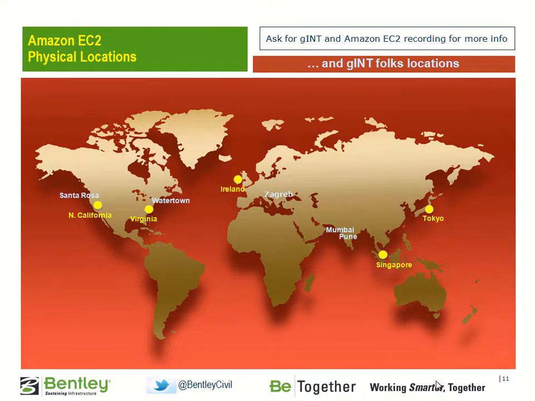So just for your information, there are several physical locations of Amazon EC2 globally, and they are presented in yellow color here. You can see North California, Virginia in United States, and I think recently they added one in Washington State, Seattle, I believe. And then in Europe we have Ireland, and in Asia, Singapore and Tokyo. There is an entire recording about GINT and Amazon EC2. If you're interested in details, we can provide you a link to it so you can review it.